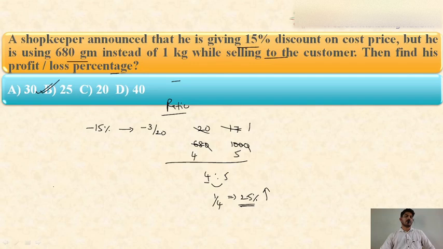So this can also be solved by using the general method here. So what is the original quantity he has to give? He has to give 1000 grams to the customer here. But he is giving a discount, he is telling that the shopkeeper is giving some 15 percentage.